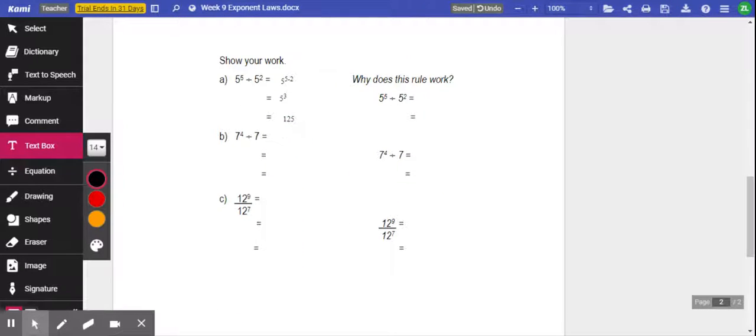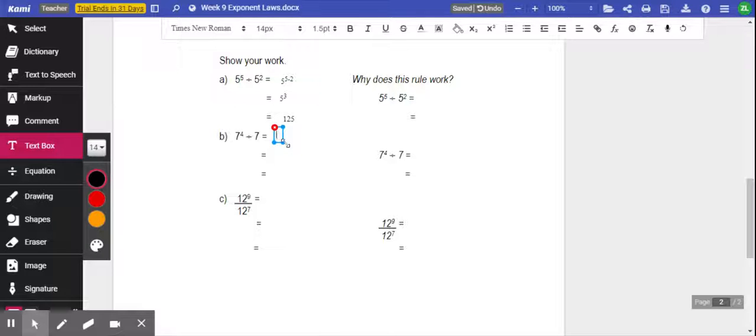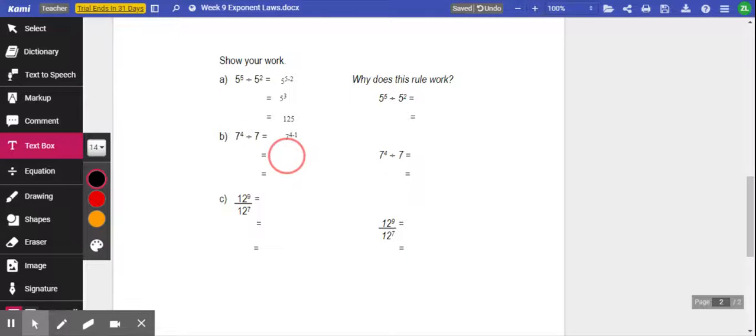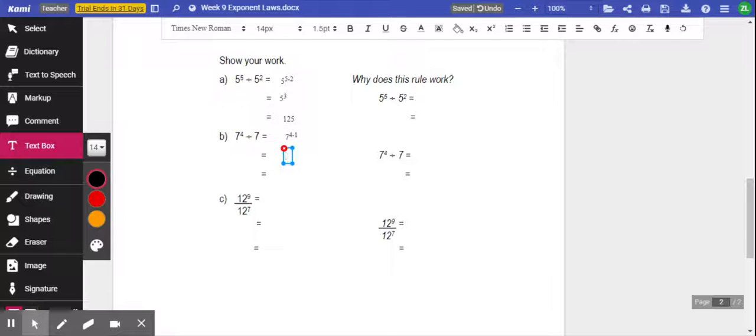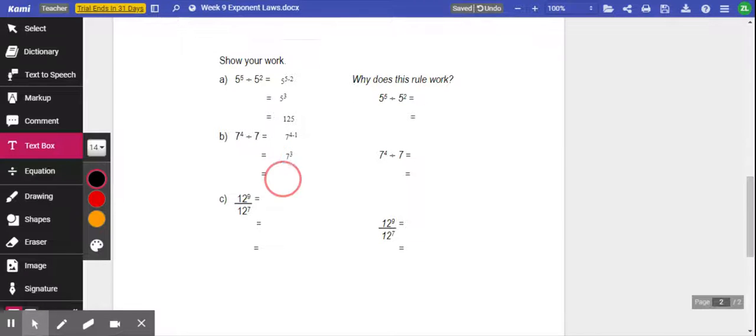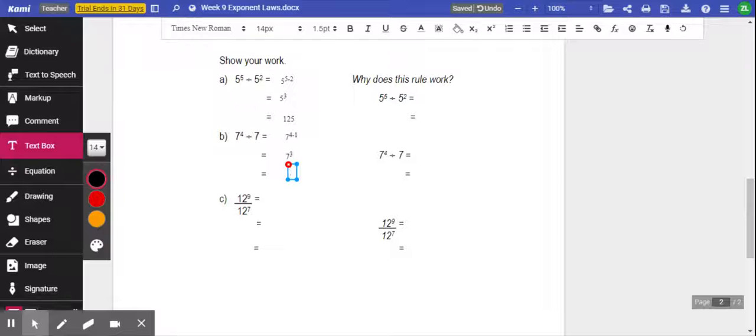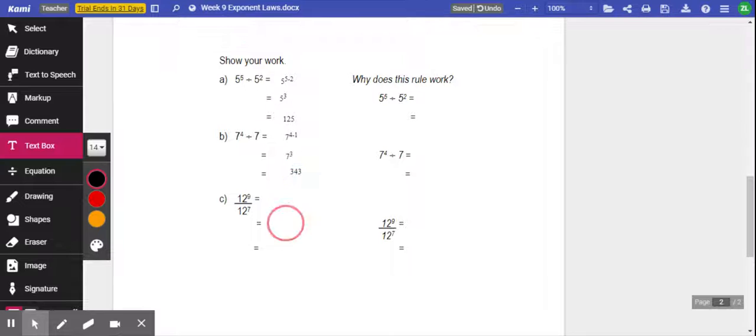If we continue on with the next one, in this case, we have 7 to the 4 divided by 7. And remember what we said last time, if it's just the base, it's to the 1. So 7 to the exponent of 4 minus 1, because 7 by itself is actually 7 to the exponent of 1. So that would then be 7 to the 3. And if we did that through, 7 to the power of 3, it's going to equal 343.